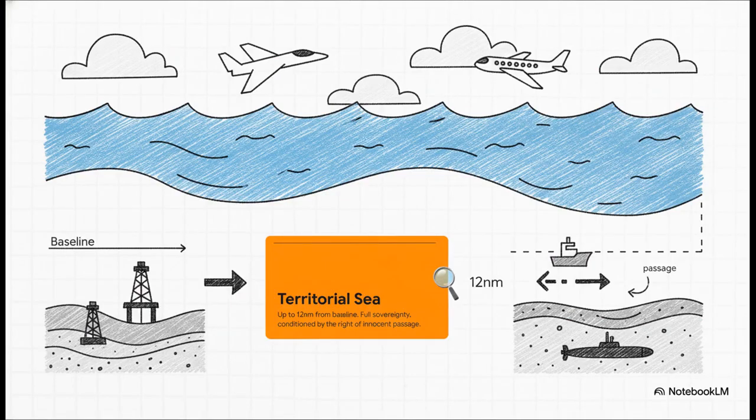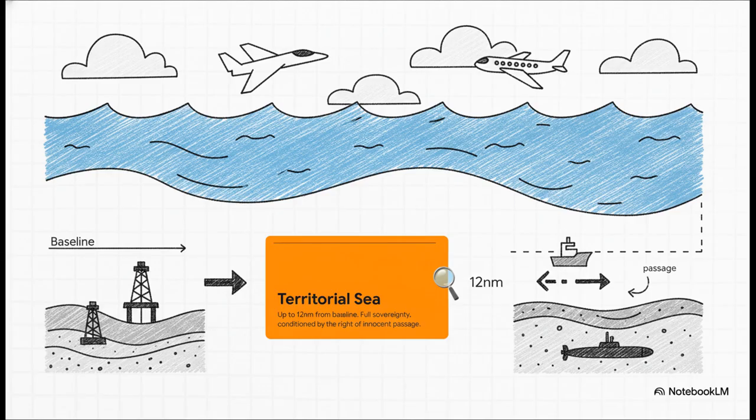Now, let's move slightly offshore. Picture a band of ocean extending outward from that baseline up to a maximum of 12 nautical miles. This is known as the territorial sea, and it's governed by Articles 2 through 32 of the UN Convention on the Law of the Sea. Within this 12-mile band, the coastal state still maintains full sovereignty, and that means a complete vertical slice, up into the airspace and down into the seabed and subsoil.